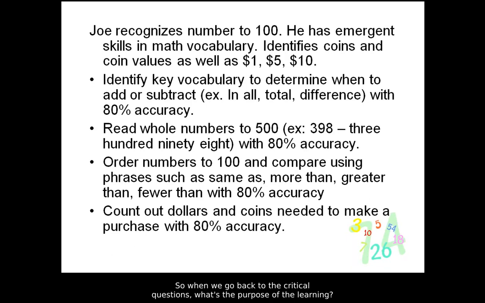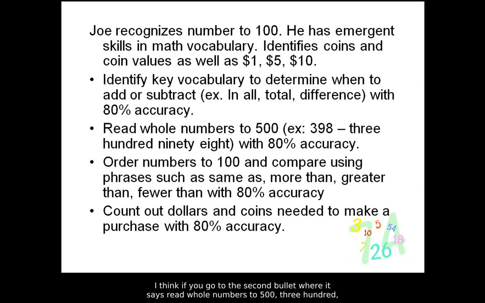So when we go back to the critical questions, what's the purpose of the learning? Why do we want him to do that? And frequently, for parents and IEP team members, this is the place where you start asking those questions. I would be asking, count out dollars and coins needed to make a purchase with 80% accuracy. What does that look like for Joe? How often is it happening? When do we know he has it? Under what circumstances or under what conditions are we expecting him to know that?